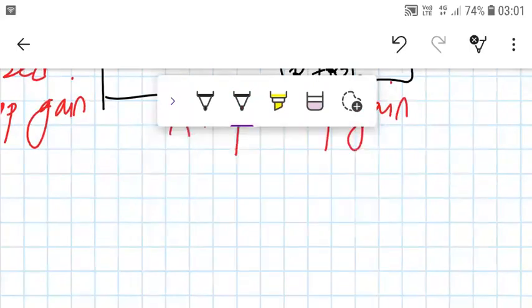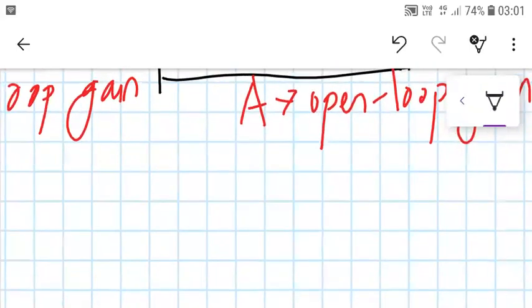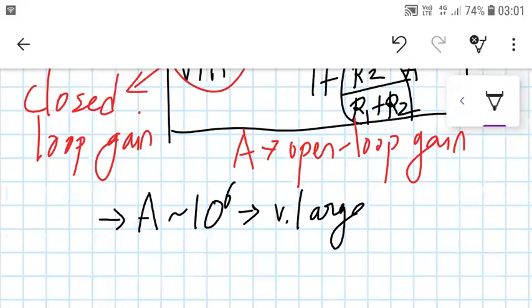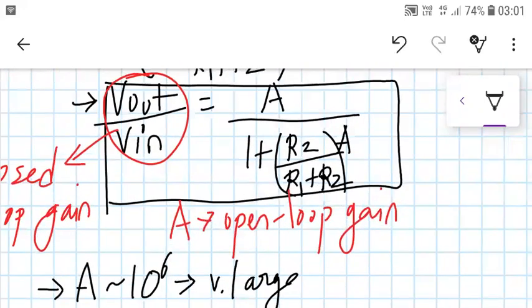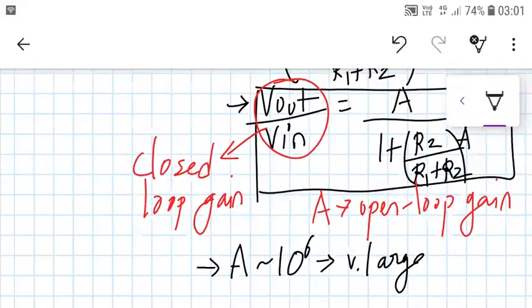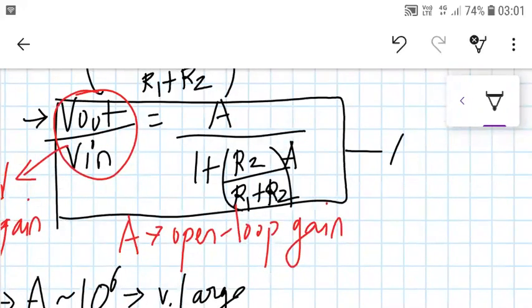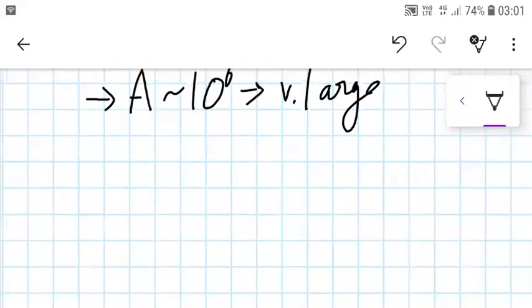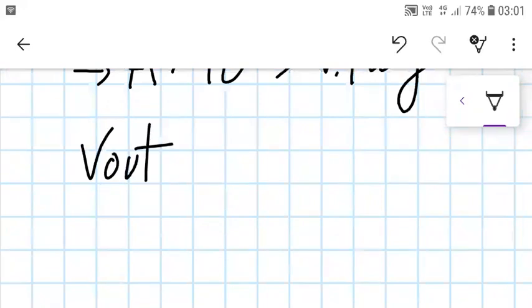What we know about the open loop gain is that it is around 10 raised to 6, which is extremely large. So what we will do is divide this equation, let me call it equation number x, numerator and denominator by A. So what do we get? V out upon V in.